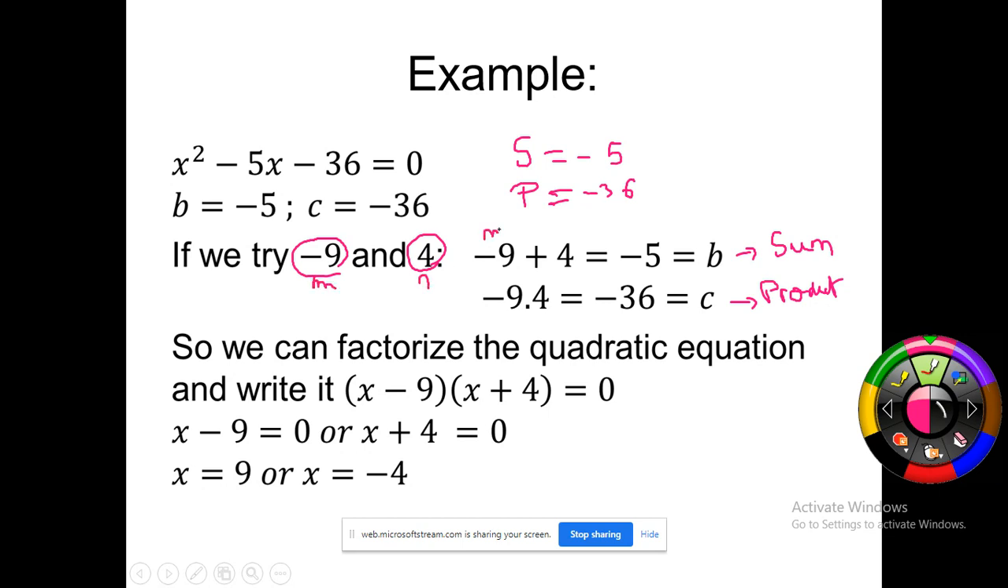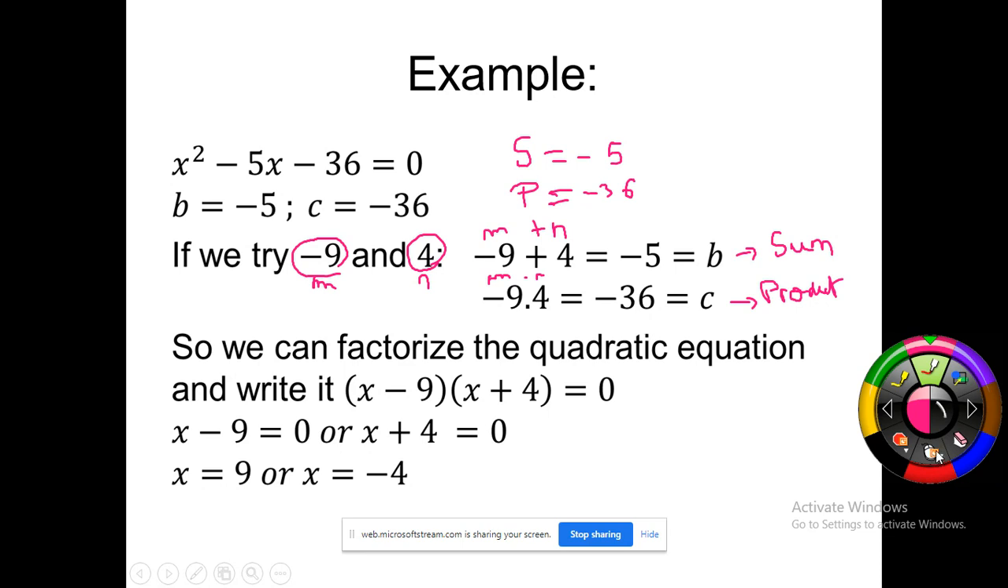Here m plus n gives me b, and m times n gives me c. So directly I write x plus m, x plus n: x plus minus 9, so x minus 9, and x plus 4. Factorized. Now I'm back to my preceding cases. x minus 9 equal to 0 gives me x equal 9, and x plus 4 equals 0 gives me x equal minus 4. Don't worry, guys, we're going to do many applications for this one. Let's go to another example.